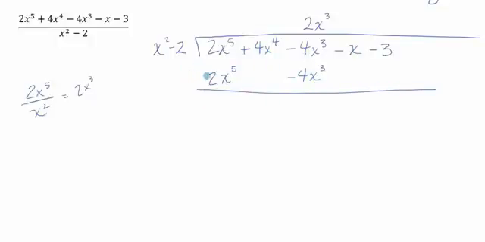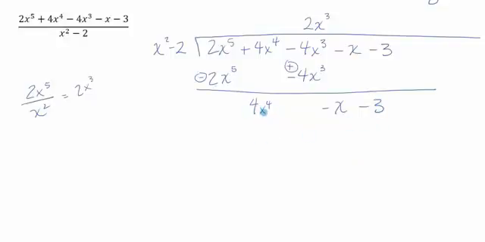Again, draw your line, change your signs. I've been circling the sign that I want to use so I don't get confused with just pluses and minuses floating everywhere. 2x to the 5th and a negative 2x to the 5th is gone. 4x to the fourth combined with nothing is 4x to the fourth. Negative 4x cubed and a positive 4x cubed is gone. And I have a negative x minus 3. Then we're ready to divide up again.